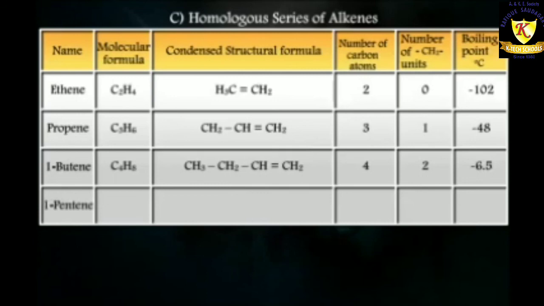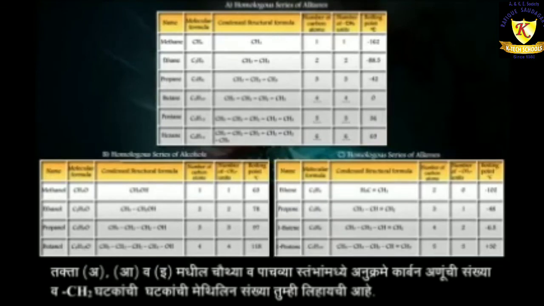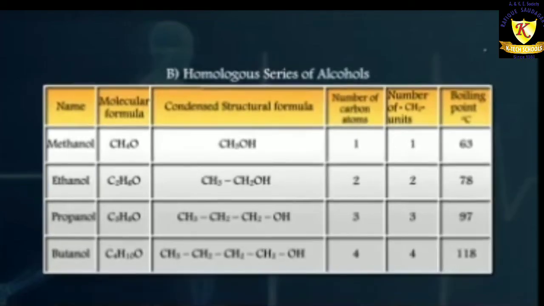Next we have 1-pentene. Molecular formula C5H10. Condensed structural formula CH3 CH2 CH2 CH double bond CH2. Number of carbon atoms we have here 5 and CH2 units we have 3 with a boiling point of 30 degrees Celsius. So children, these were the homologous series of alkanes, alcohols and alkenes.